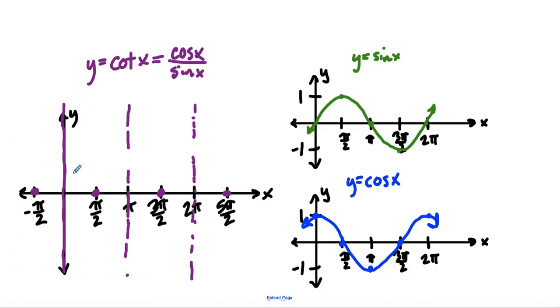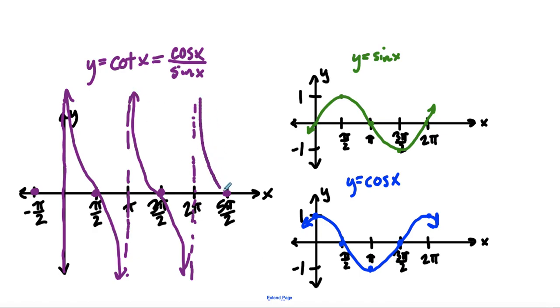Is my graph going up or is it going down? Well, if you think about it, as we come from right after 0, cosine is 1 and sine is really small. So that means you have a really large number over a really small number. It's going to come from positive infinity, go through here, and then go down to negative infinity. And then the process repeats here. And let's draw it one more time here, and then it repeats again here.